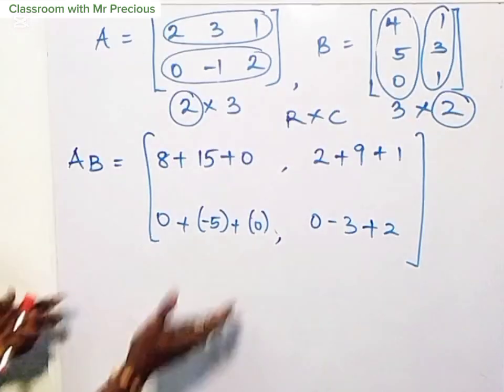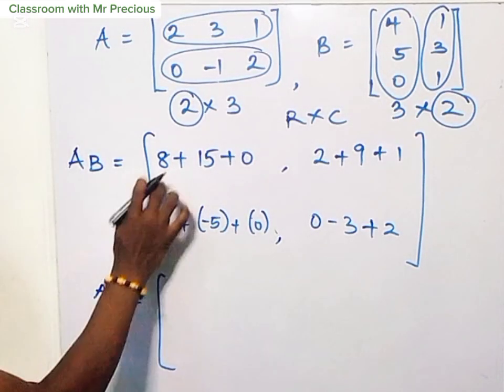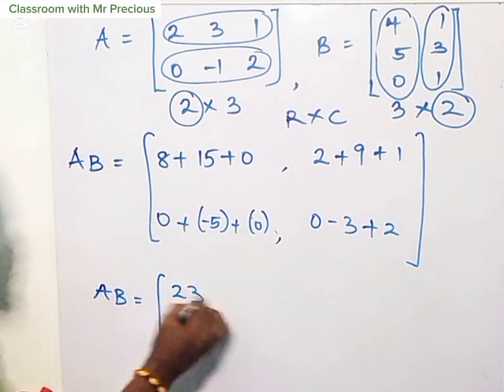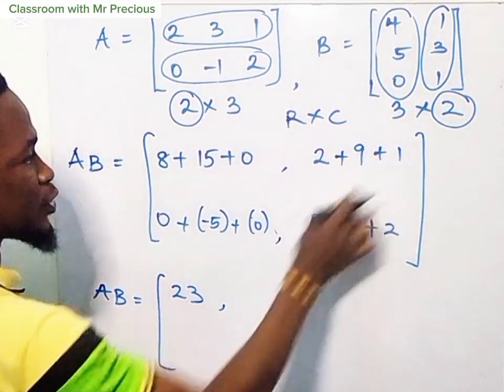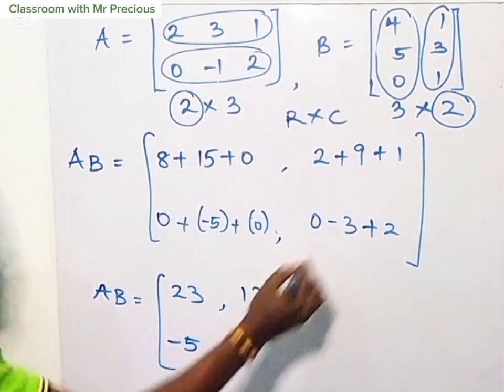So this is what your answer is going to look like. AB becomes 8 plus 15, which is 23. 2 plus 9 plus 1 is 12. This is minus 5, and this is minus 1.